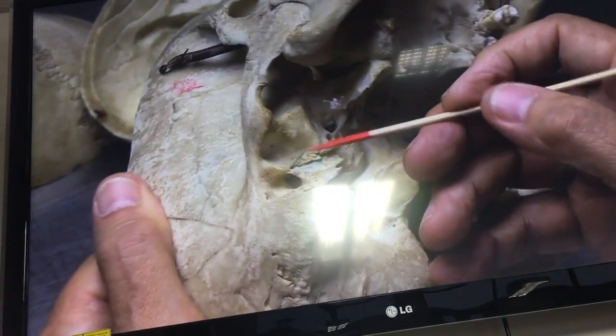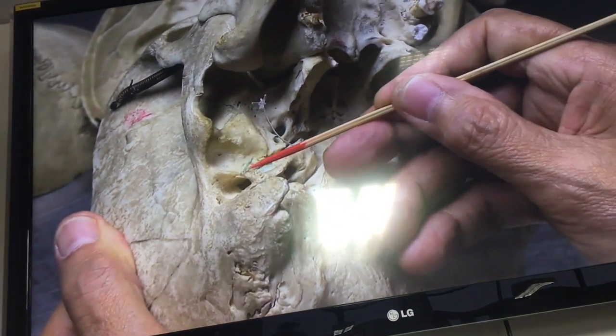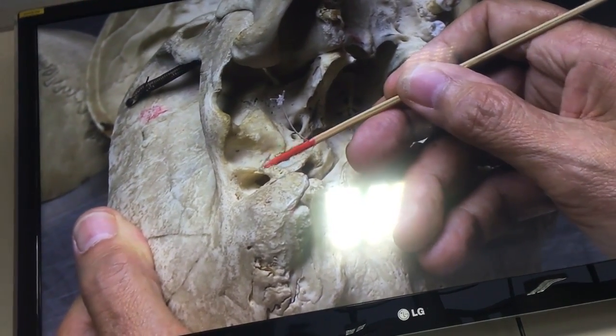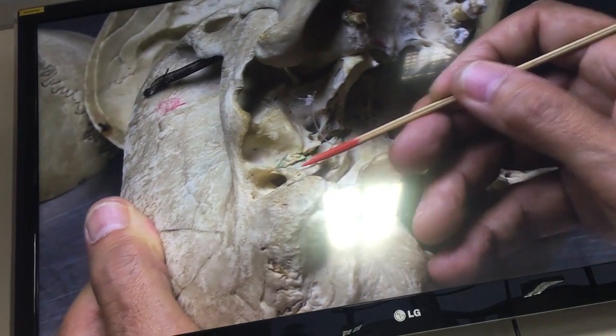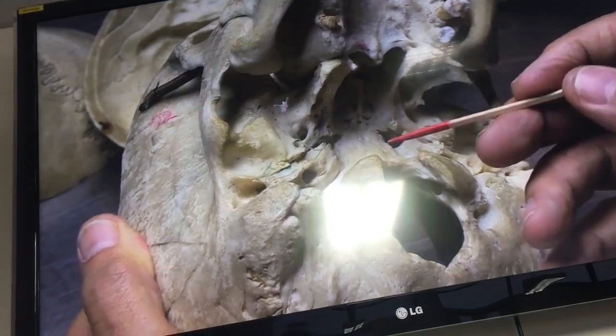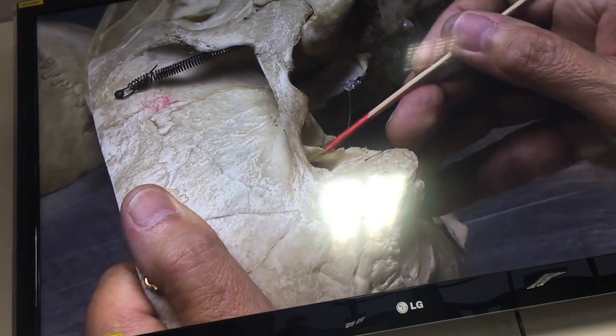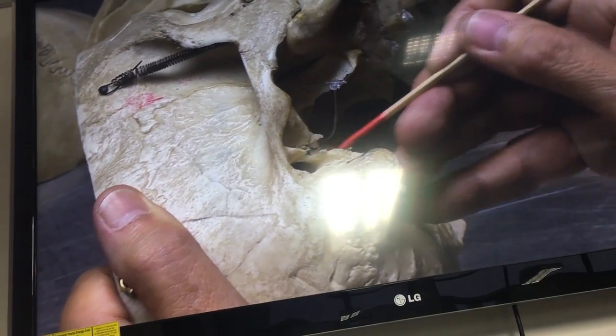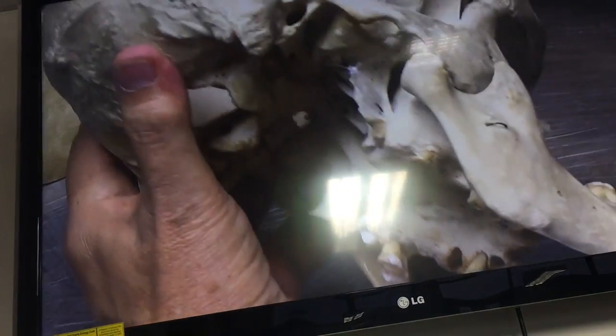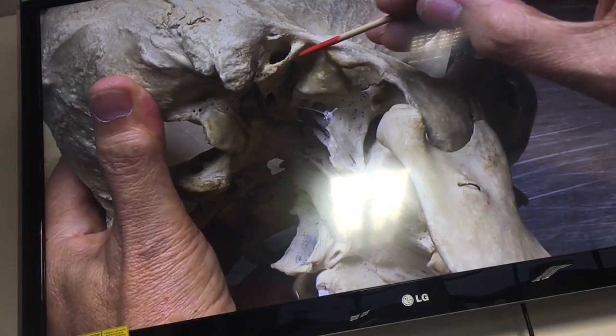There's a suture here between the squamous temporal bone and this bone. Let me tell you a little about this bone. This is called the tympanic part of the temporal bone.